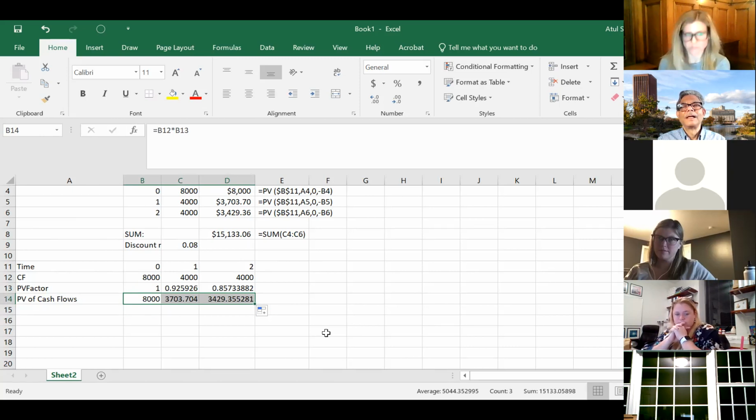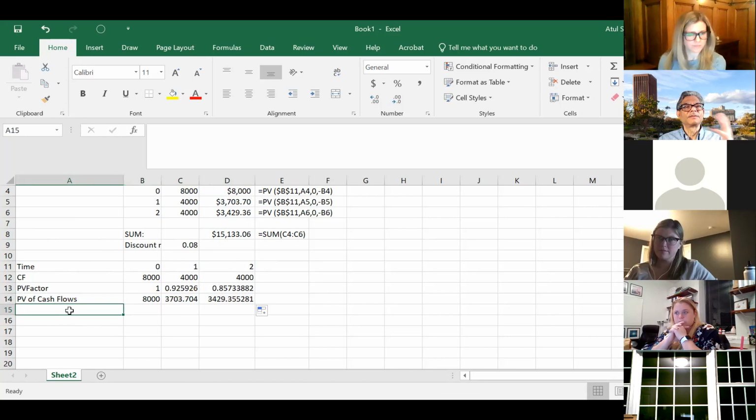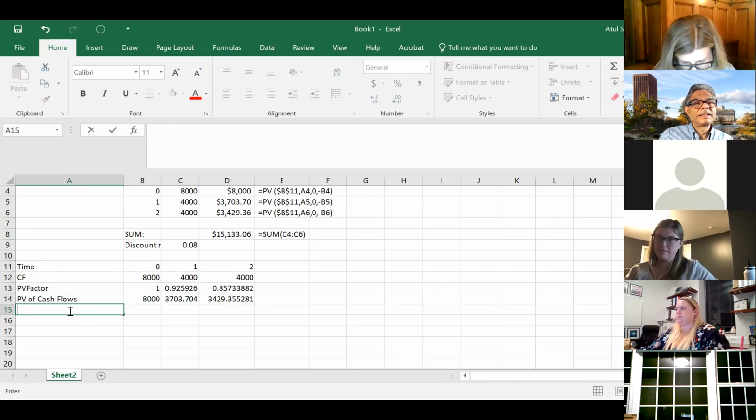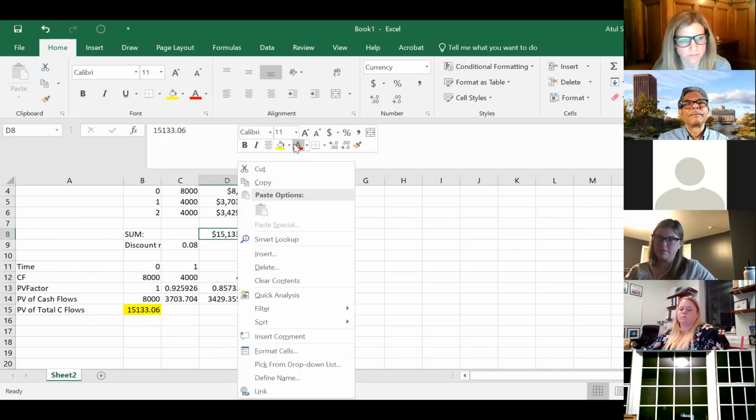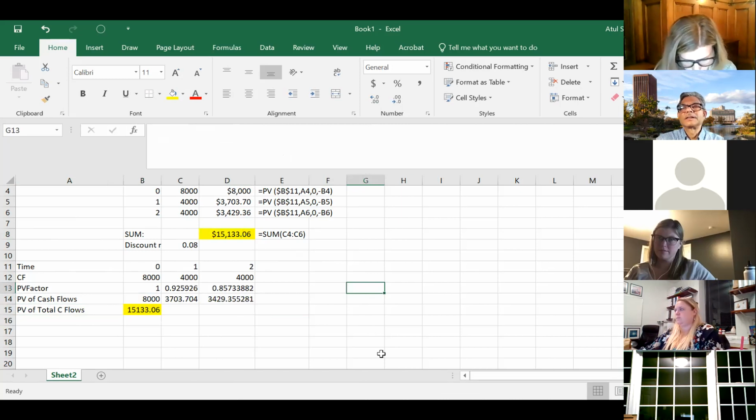Got it? And then my total sum of this cash flow, total present value of total cash flows, is what? Sum of all this just now equals sum of all this. $15,133.06. Notice it is the same number. $15,133.06. This is one way of approaching it.